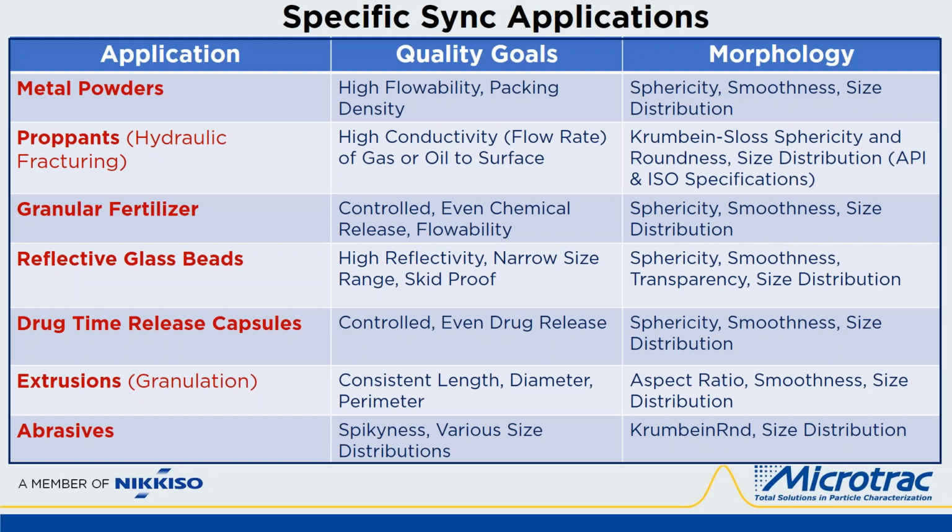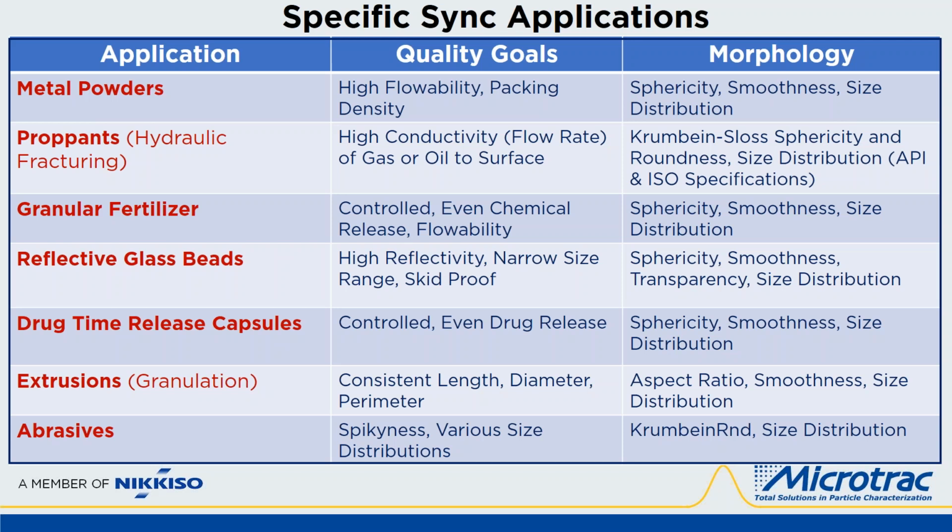Here's a list of the current largest specific applications known to require both laser diffraction and dynamic image analysis technologies to measure their quality. Metal powders, referred to earlier, require high flowability and packing density for even, fast loading and high strength in final parts. Key parameters to spec are sphericity, smoothness, and size.